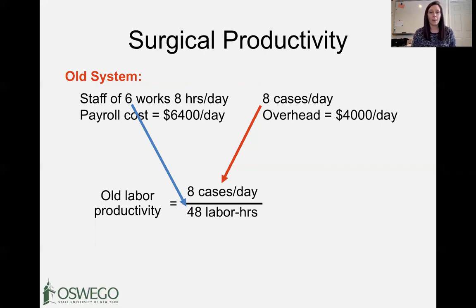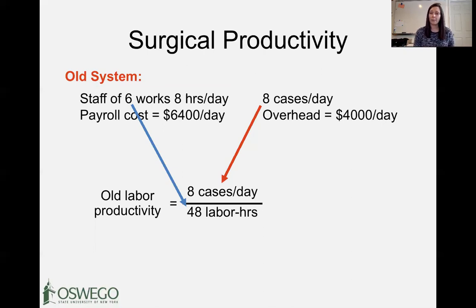Okay, so example aside, we're looking at a surgical suite. Let's say in the system, as is the current way it runs, you've got a staff of 6 workers working an 8-hour shift, and the total payroll for those 6 individuals would boil down to $6,400 a day. Now, let's say in that operating room, you could do eight cases per day. And when you take into account the energy resources, the capital, all of the equipment and supplies, it would cost about $4,000 a day to have that operating room operational.